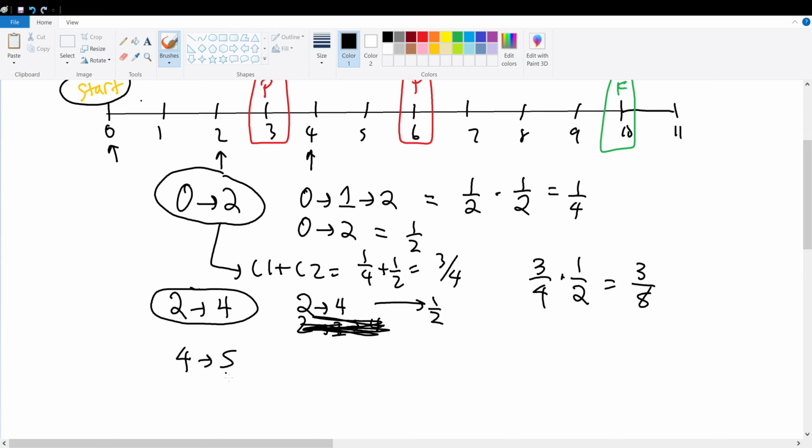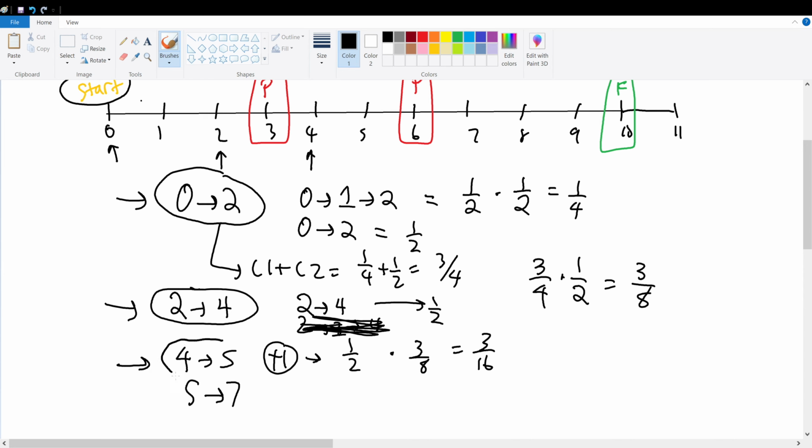Now we can consider the next arrangement, which is going from 4 to 5, because from 5 she'll need to do a +2 jump to 7. We'll get to that shortly, but for 4 to 5, she can only do a +1 jump, which is just a half. So that's 3/8 times 1/2, which is 3/16, because she needs to do 0 to 2, and 2 to 4, and 4 to 5, which is why we multiply.